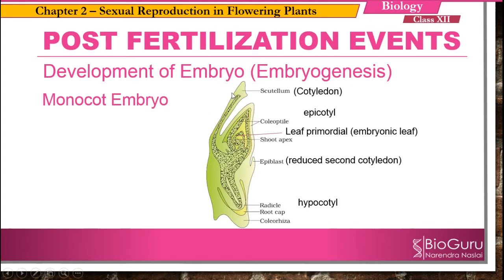In the monocot embryo, there is only one cotyledon, which is called the scutellum. The second one is highly reduced and is called the epiblast. The embryonal axis below the level of the scutellum is called the hypocotyl, and it contains the radicle and root cap, and these structures are enclosed in a coleorhiza. The region of the embryonal axis above the level of the scutellum is called the epicotyl, and it contains the shoot apex and leaf primordia, which are nothing but embryonic leaves, and these are covered by a hollow structure called the coleoptile.